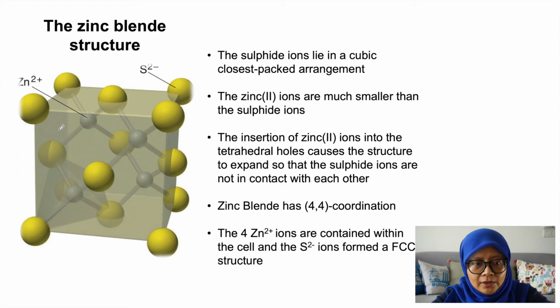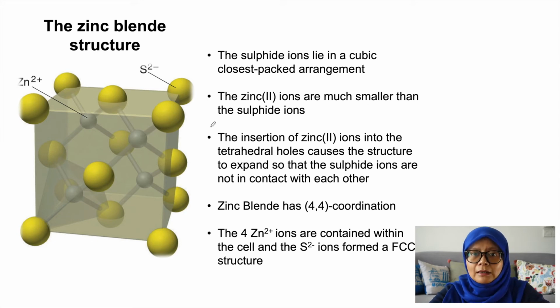So here is the zinc blend structure, where we have the sulfide at the corner of the one unit cell. The coordination number of the zinc blend is 4, where from the diagram we have a zinc 2 plus coordinated to 4 sulfides, 1, 2, 3 and also 4. The sulfide ions lie in a cubic closest pack arrangement, while the zinc 2 plus ions are much smaller than the sulfide ions. The insertion of the zinc 2 plus ions into the tetrahedral holes, because the coordination number is 4, causes the structure to expand.